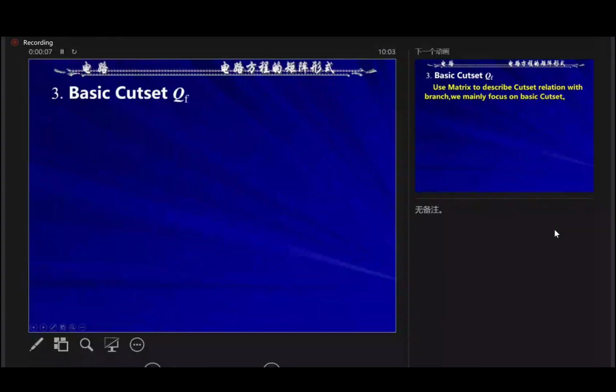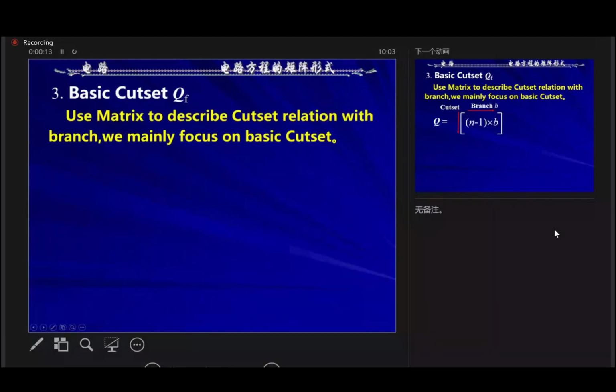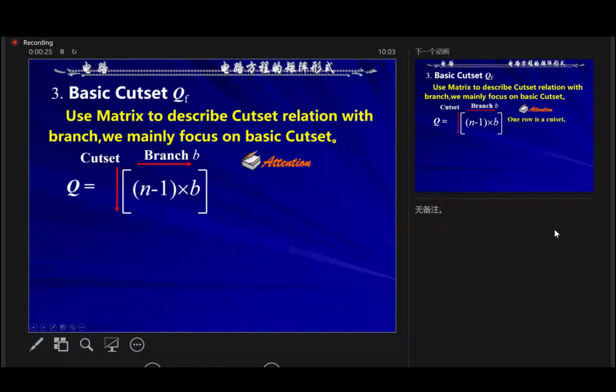The basic cutset Qf uses a matrix to describe the cutset relation with branch. We only focus on the basic cutset. Every row is a cutset. Every column is a branch.